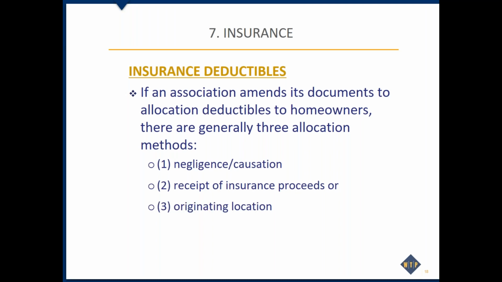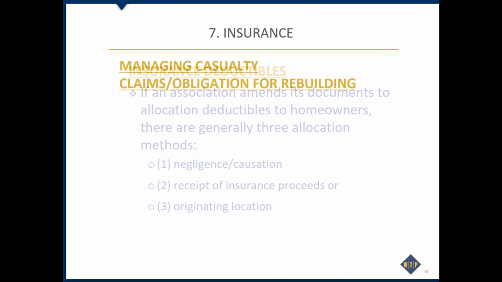This is the most common one that we see, is where did the casualty originate? I mean, where did it transpire? So if the casualty occurred in Unit 201, regardless of cause, regardless of who has to bear the brunt of the damage, that's the unit that pays for the deductible. So that's the most common technique that we're seeing for condominiums that are amending their documents.